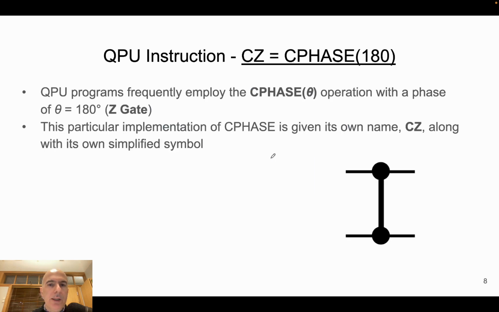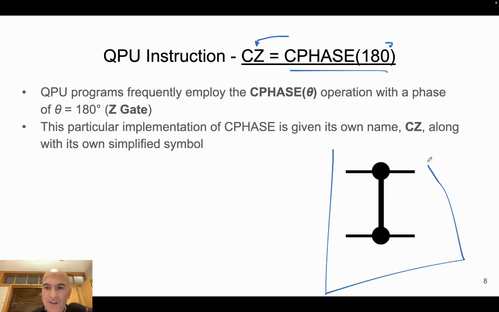tensor form. Together with the CPHASE, there is an extremely important controlled quantum gate that is the CZ, which is nothing else than CPHASE with a theta angle equal to 180 degrees. It turns out that QPU programs frequently employ the CPHASE theta, where theta is equal to 180. So we call this the Z gate. In this case, we apply a control, a condition, so we call it the CZ gate. So this gate is so important that we give it the name CZ, and it has its own simplified symbol where we can see basically 2 control qubits. Right. So in the previous one, the CPHASE, we have the phase on 2 qubits, and the CZ has the 2 control symbol for the qubits it is acting on.